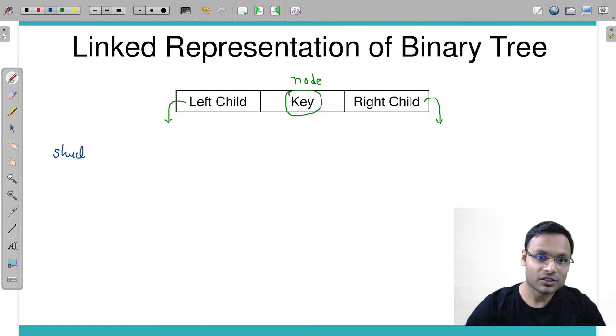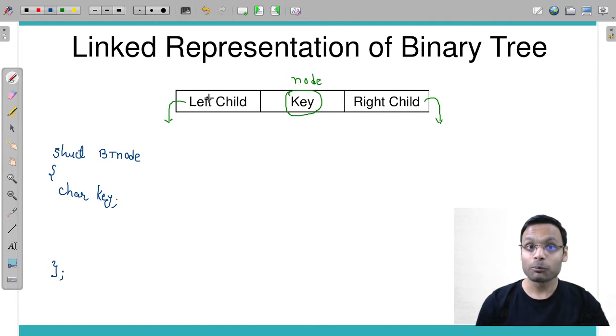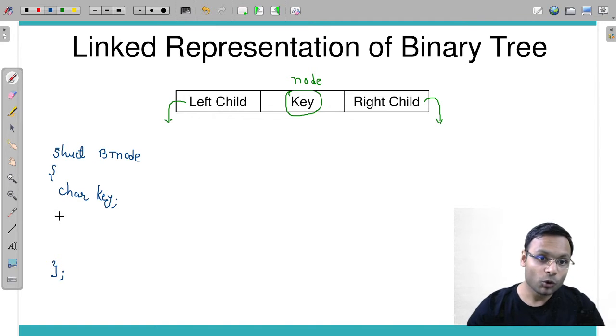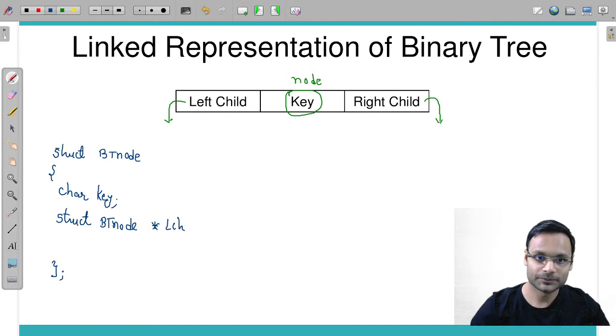So I am writing the structure of a binary tree node, BT node. In the structure we have three fields. What are the three fields? The first field is, let's say, a character type key. The second field is a pointer. This left child pointer will hold the address of another node. And what is the type of that node? The same BT node. So I will have a pointer of the same struct BT node type, and the name of the pointer is left child.